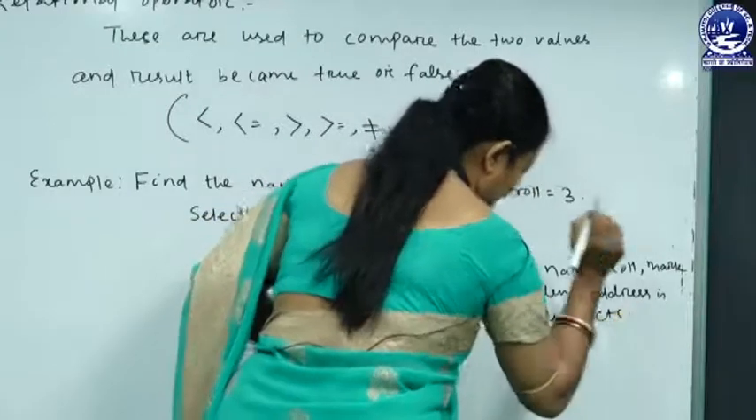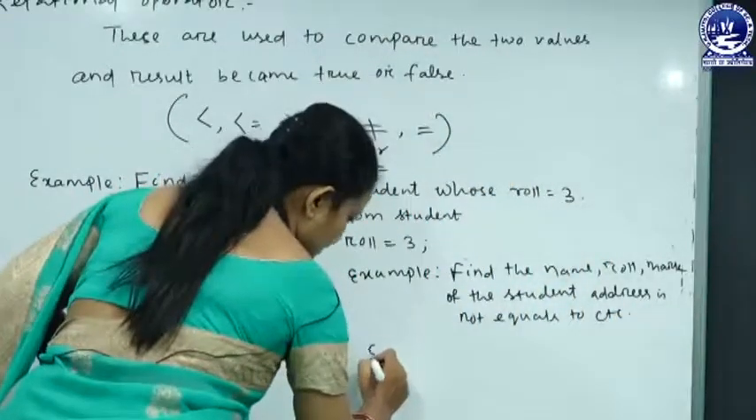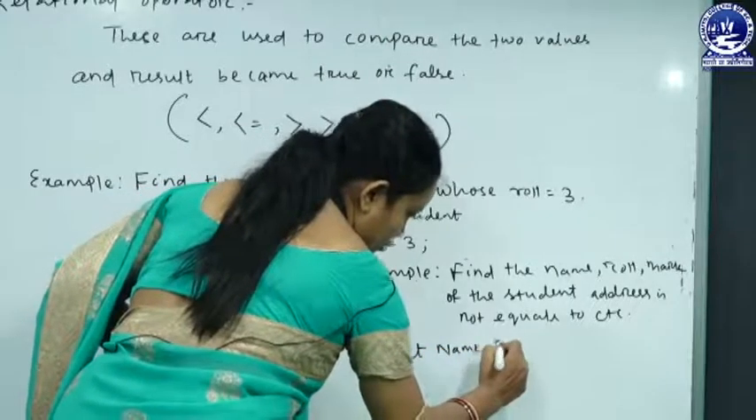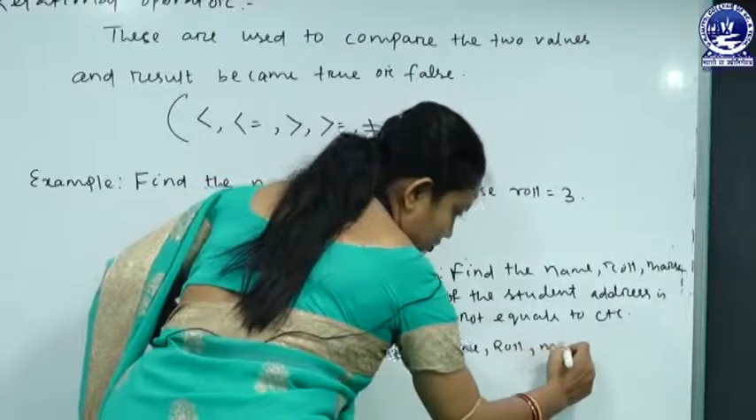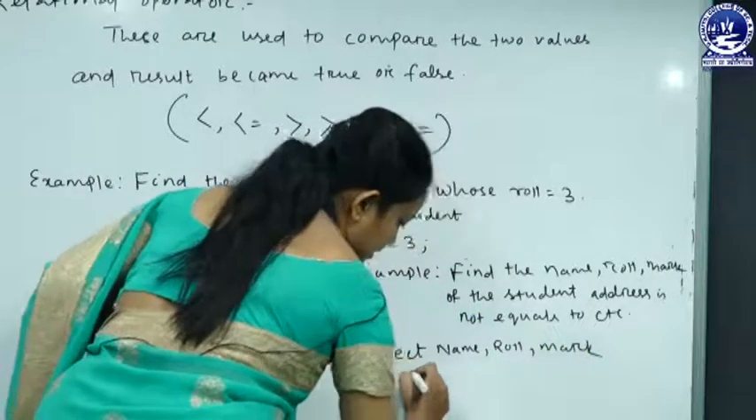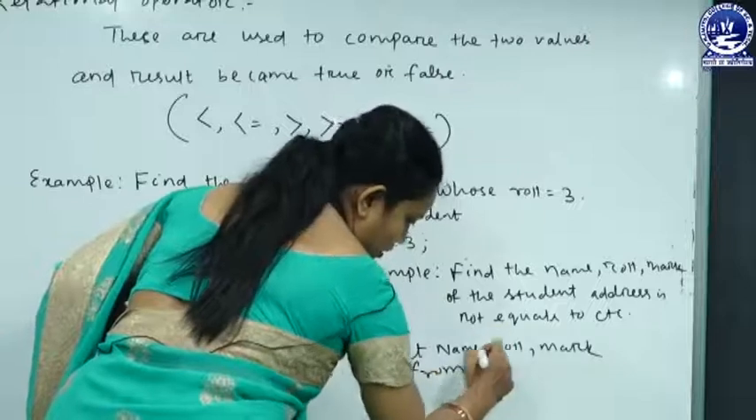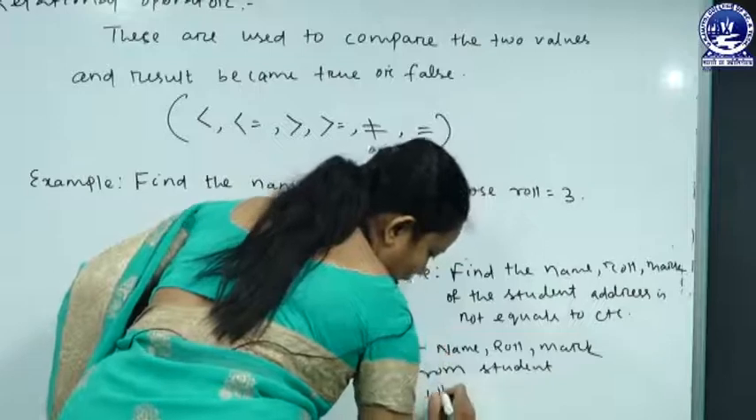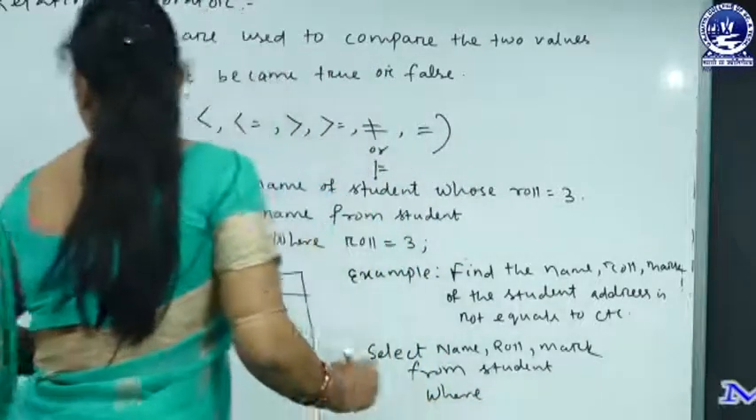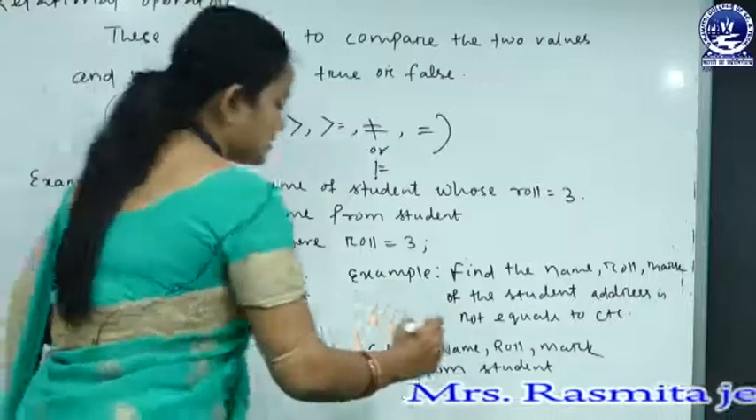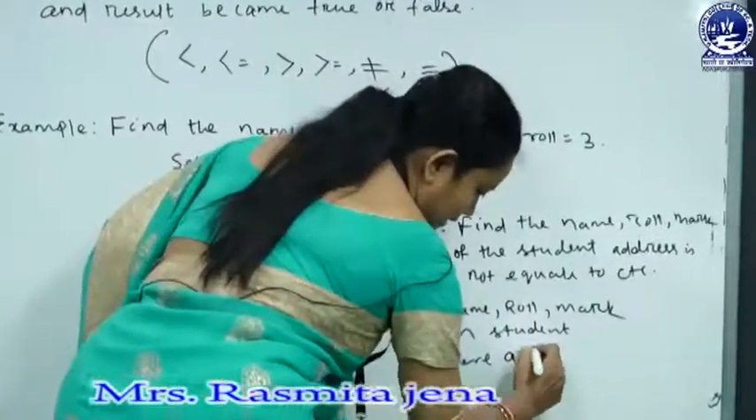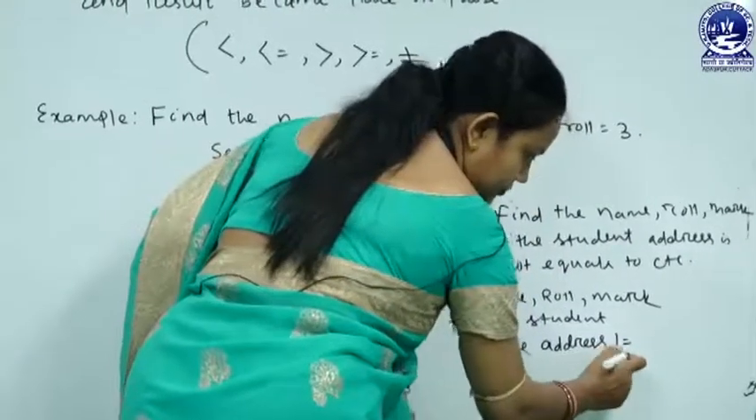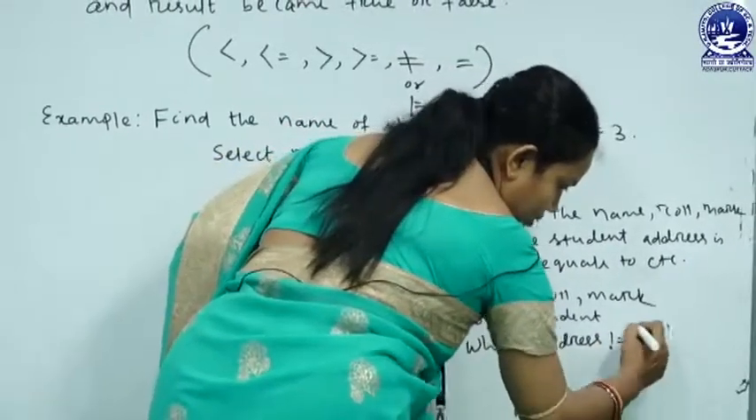Okay. For that I can write the query: select name, roll and mark from student where address is not equals to Cuttack. You have to display the name, roll and mark of the students whose address is not equals to Cuttack, and the condition is where the name of the attribute is address. So, where address is not equals to, this is the relational operator symbol, Cuttack.